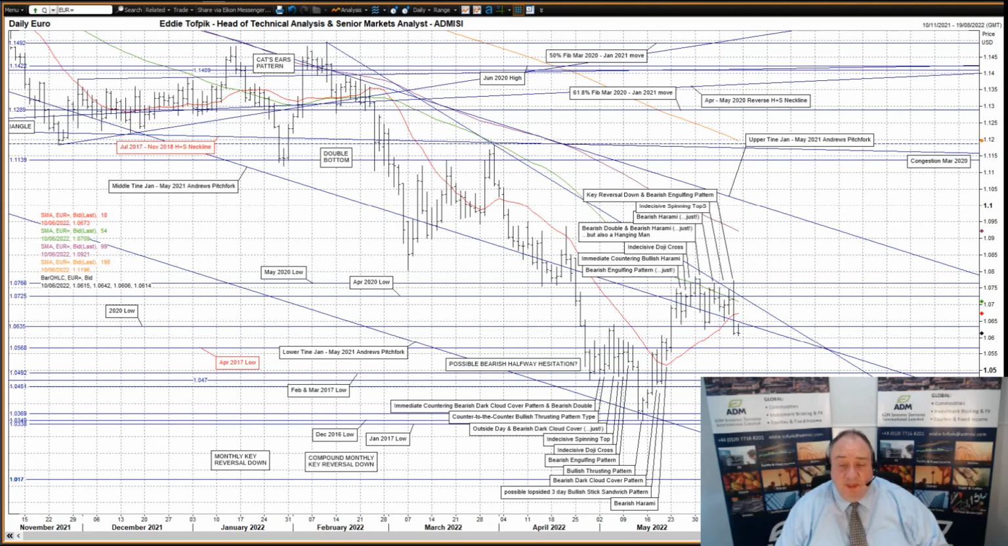So far today, small reactionary move back up, capped so far by the 2020 low in the middle time, and looking like an indecisive doji cross right now.